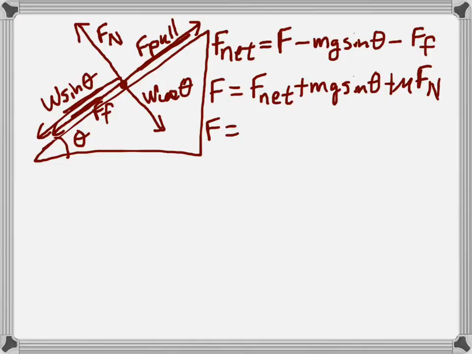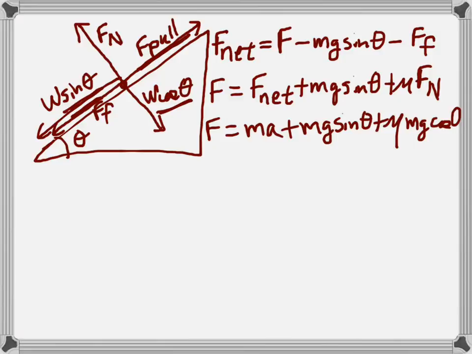What's F net? F net, according to Newton's second law, is ma, plus mg sine of theta, plus mu times, what's normal force? Well, in this problem, the normal force should be equal to this right here, so it'd be mg cosine of theta. Okay, so that's about as far as we go to make it look good. We could factor out an m here, but there's not really any point for that.